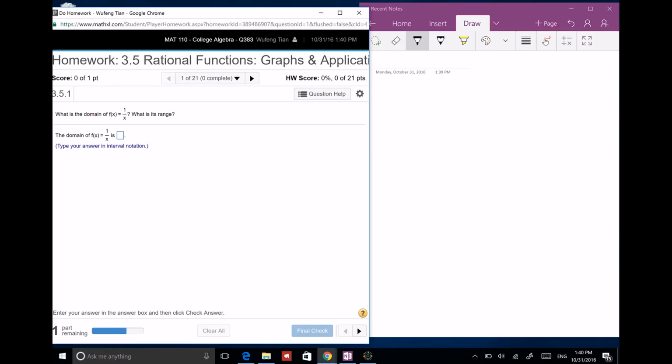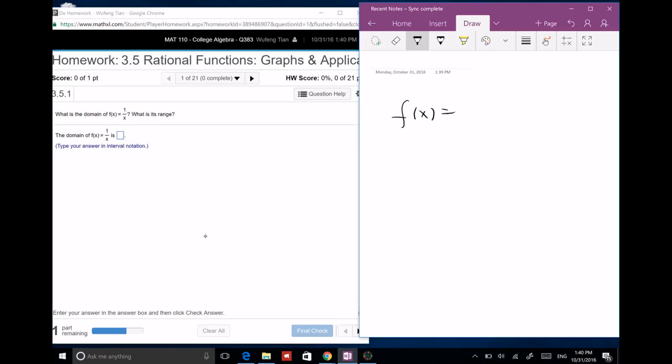So what is the domain of 1 over x? What is the range? Okay, the domain of 1 over x. The denominator cannot be 0, so the domain is x not equal to 0. In interval notation, it's negative infinity to 0, union 0 to infinity. Parentheses mean 0 is not contained. All right, so this is the domain.